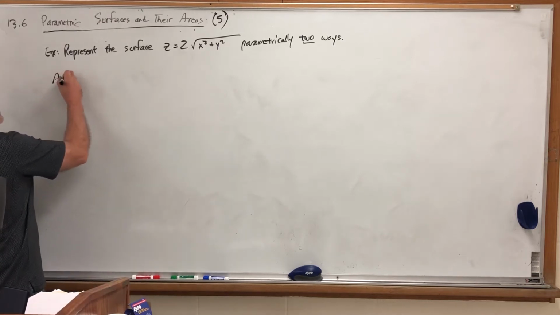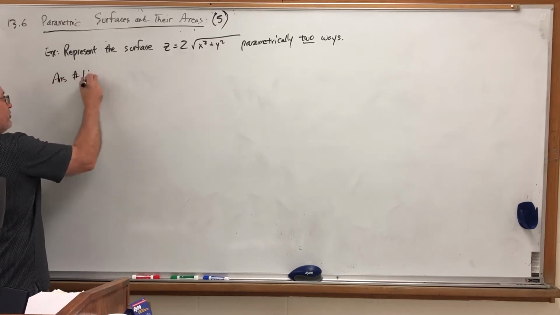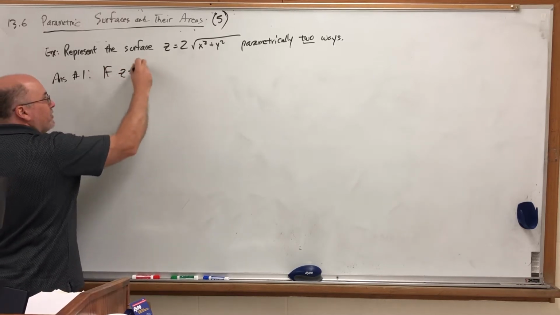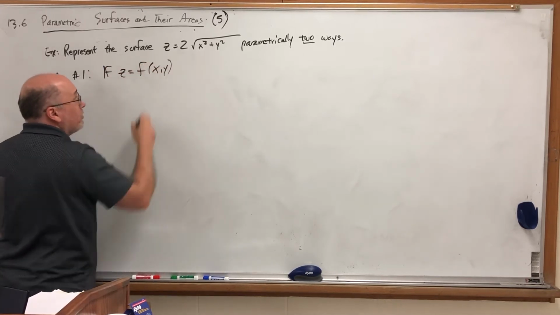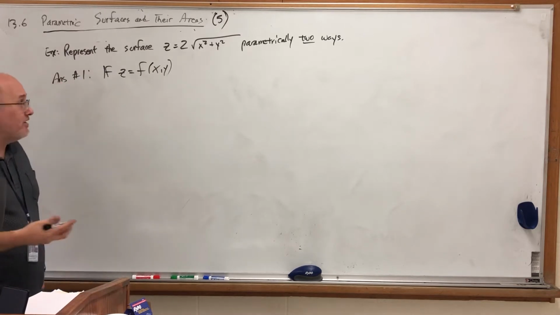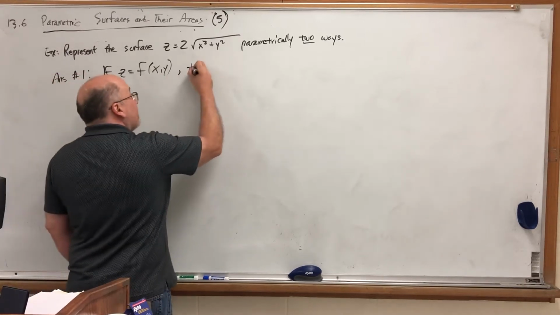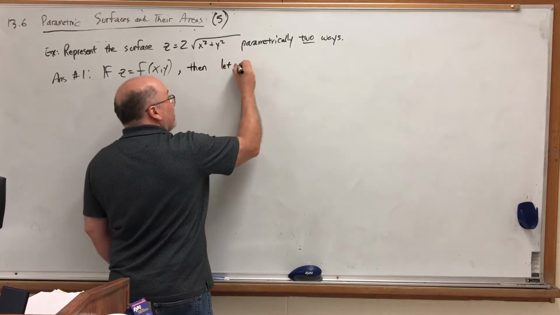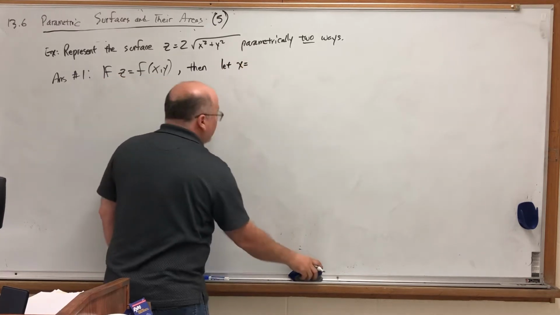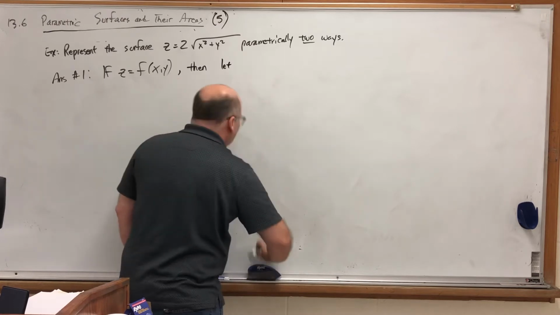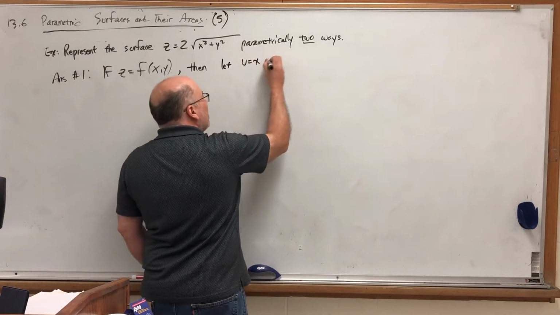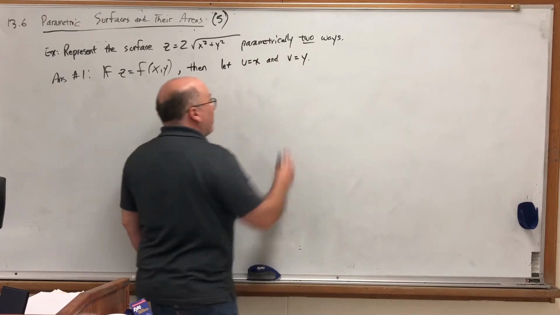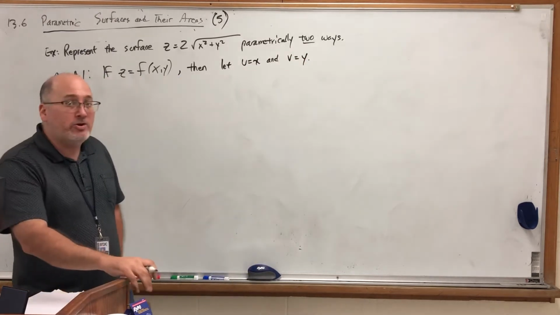Answer number 1. And this is kind of a generalization of any time you have z equals a function of x and y, which we have here. Give me an x, give me a y, I can calculate a z. Then the easiest parameterization is to let x equal u, or rather u equal x, and v equal y. In other words, you're basically saying x and y are the parameters.